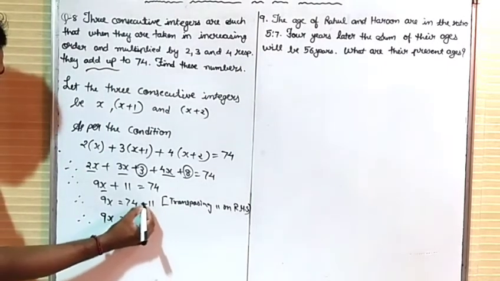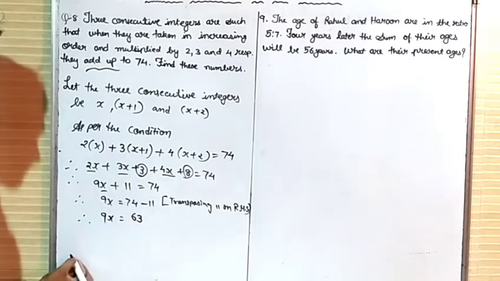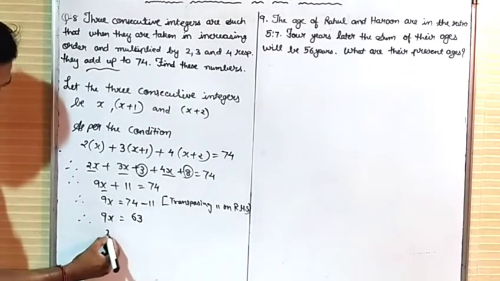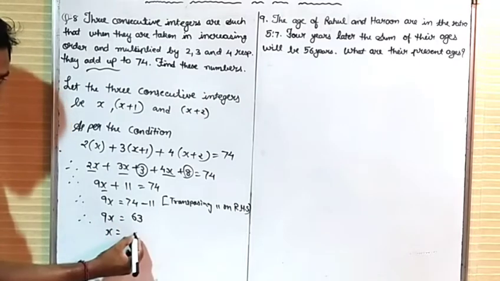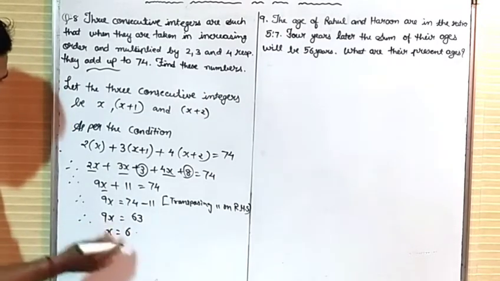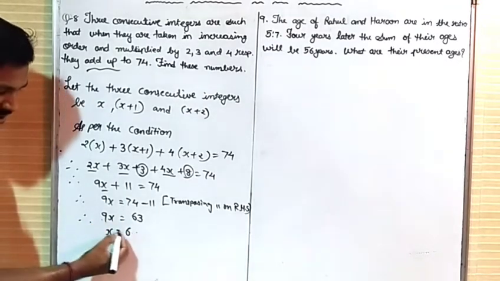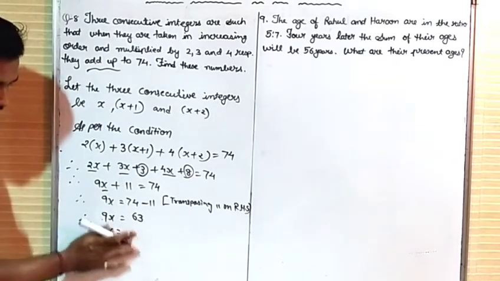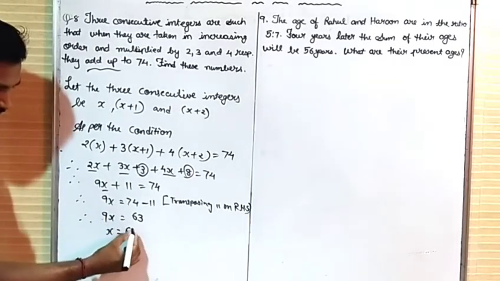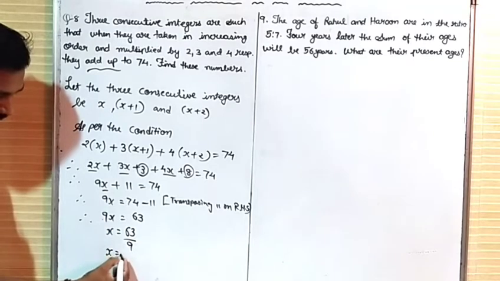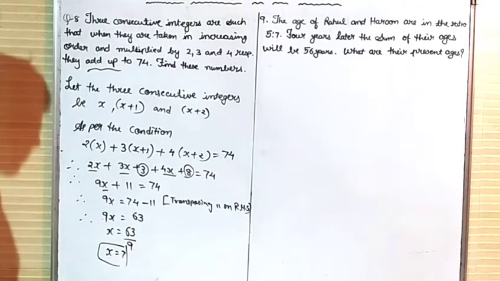After that, subtract it: 74 minus 11 is 63. As we know that 9 sevens are 63, the value of x, 9 will go down, or you can divide both sides by 9 so that 9 gets cancelled, or directly you can do cancellation, cross multiply. 63 divided by 9, you will get the value of x, that is 7.